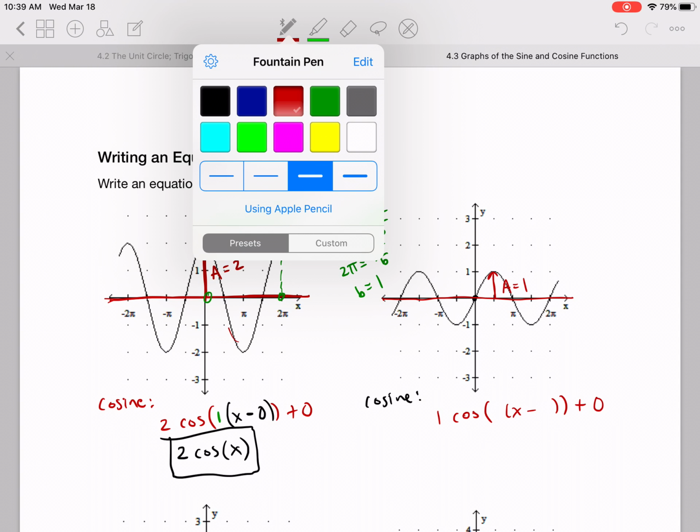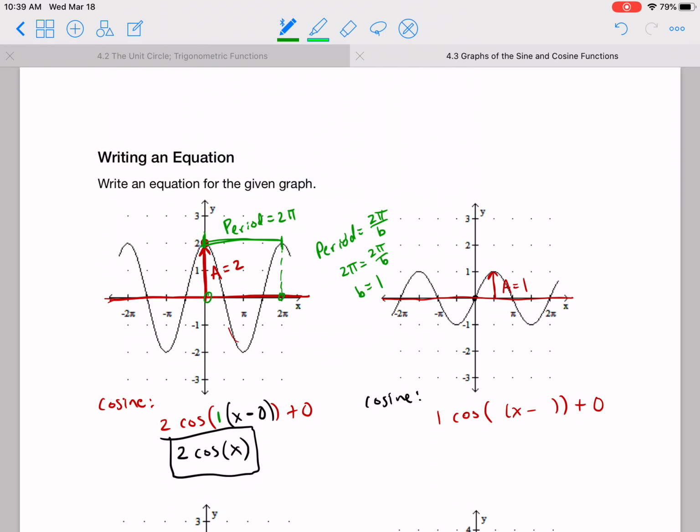We have a period. If we look at the period again, we don't have to do peak to peak. We can say the period starts here and ends over here. So in this case, we again have a period equal to 2 pi. And therefore, just like before, b equals 1. So we can put a 1 there. Now, here's the part we have to worry about.